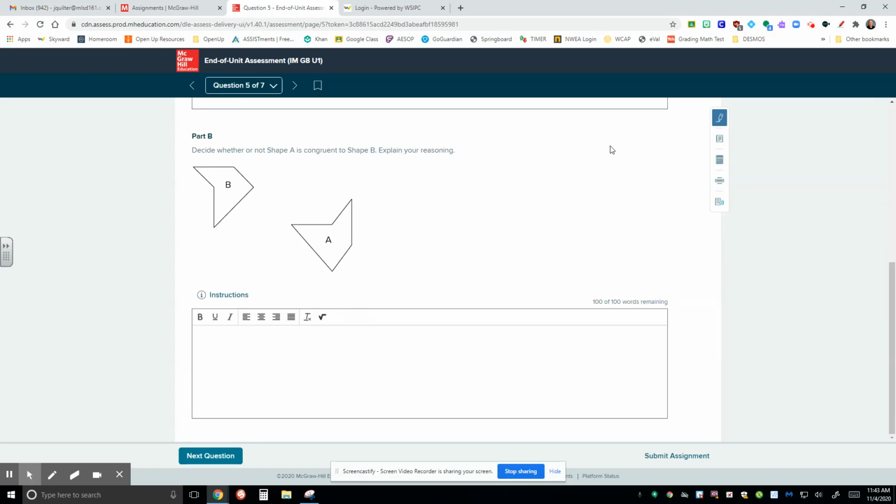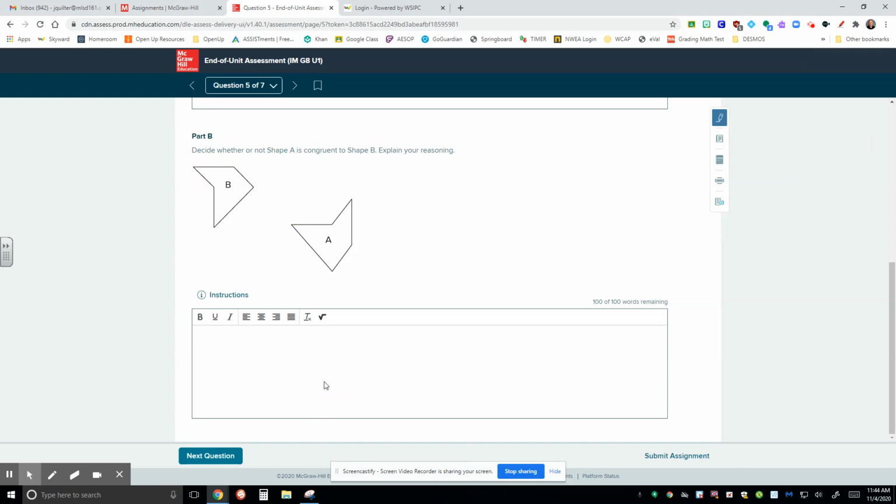For part B, I would take a very close look at the angles, specifically start right here because this is the only concave angle, and I would compare it to that concave angle and see if they match. And if they do, then I'm going to go ahead and check another angle or another side length. I would check maybe this angle compared to this angle, and see if they're equal in measure.